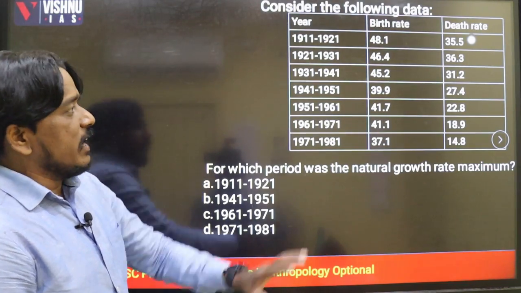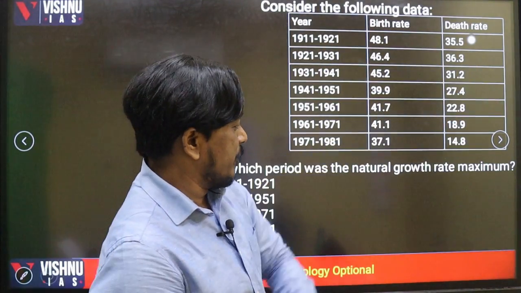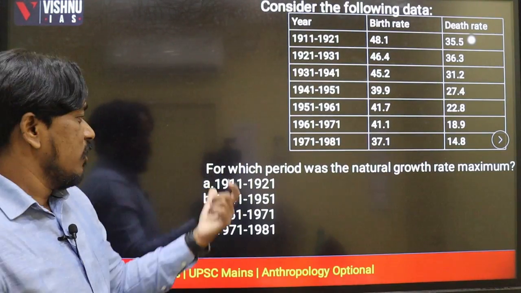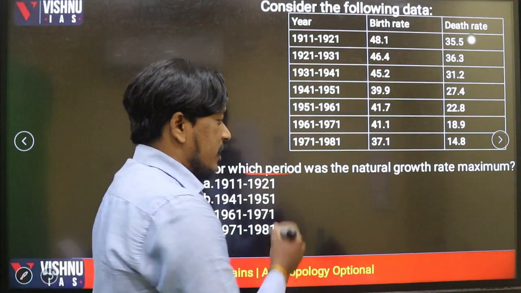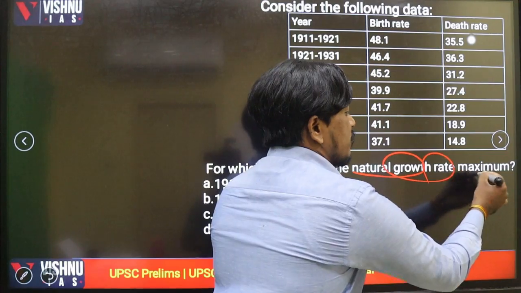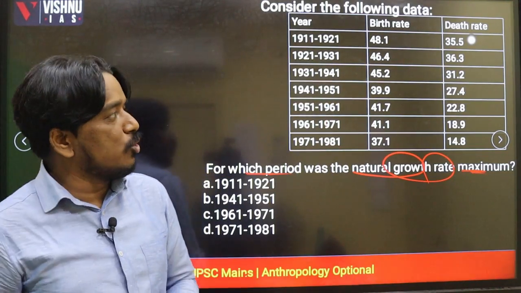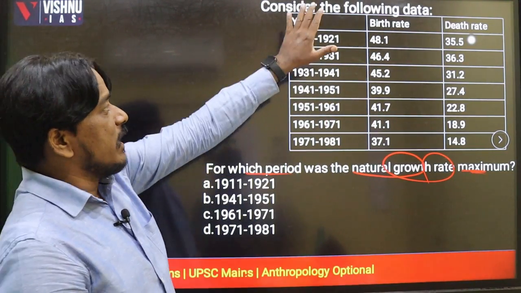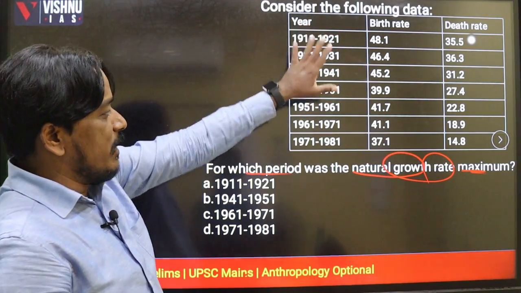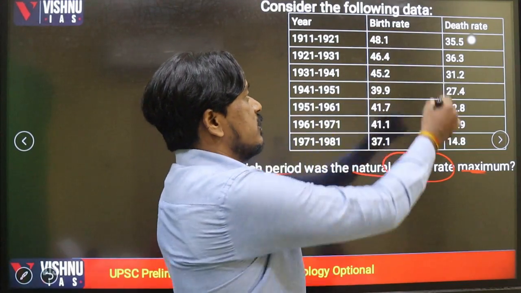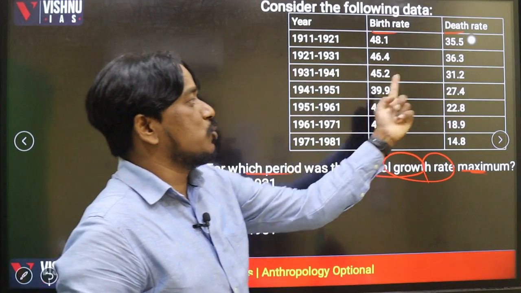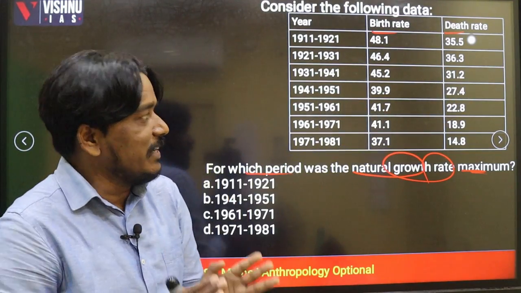Now see, they have given one particular table. This is a data interpretation concept, very simple. According to this table, what do we have to do here? For which period was the natural growth rate maximum? Whenever they give these kinds of questions, very simple, no need to solve anything. The periods are not important. The only important thing is birth rate and death rate. Just observe the difference of birth rate and death rate.